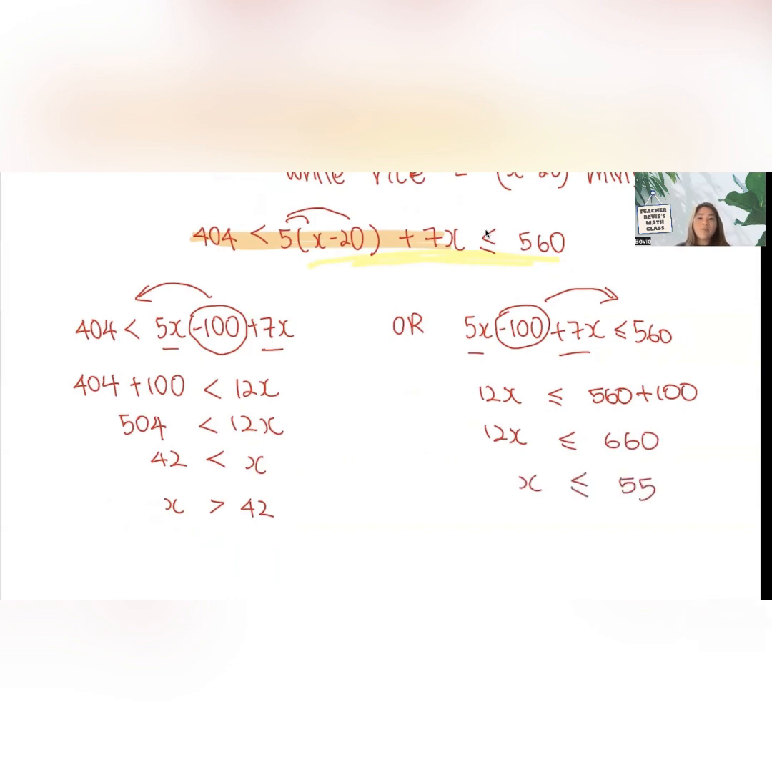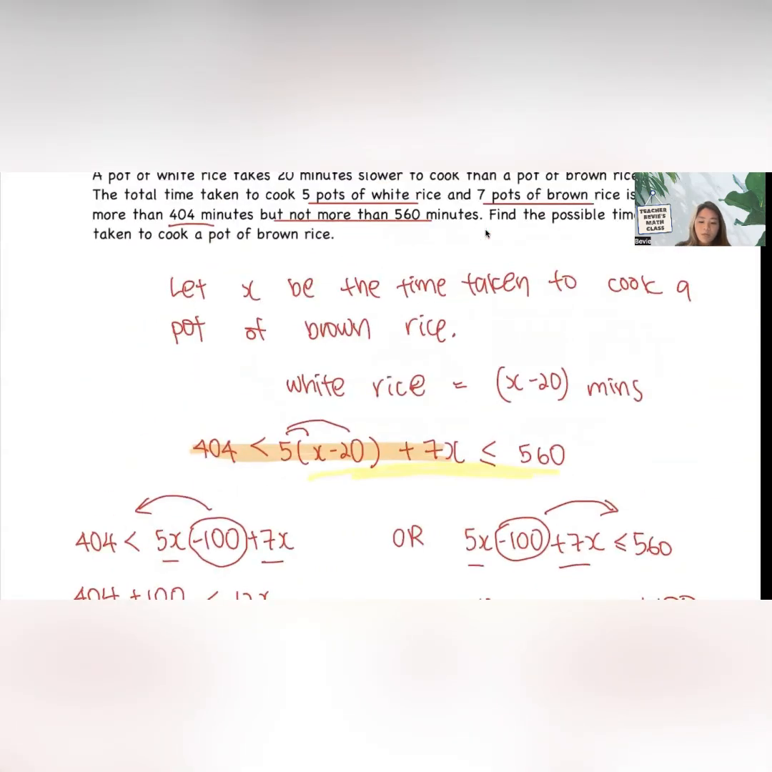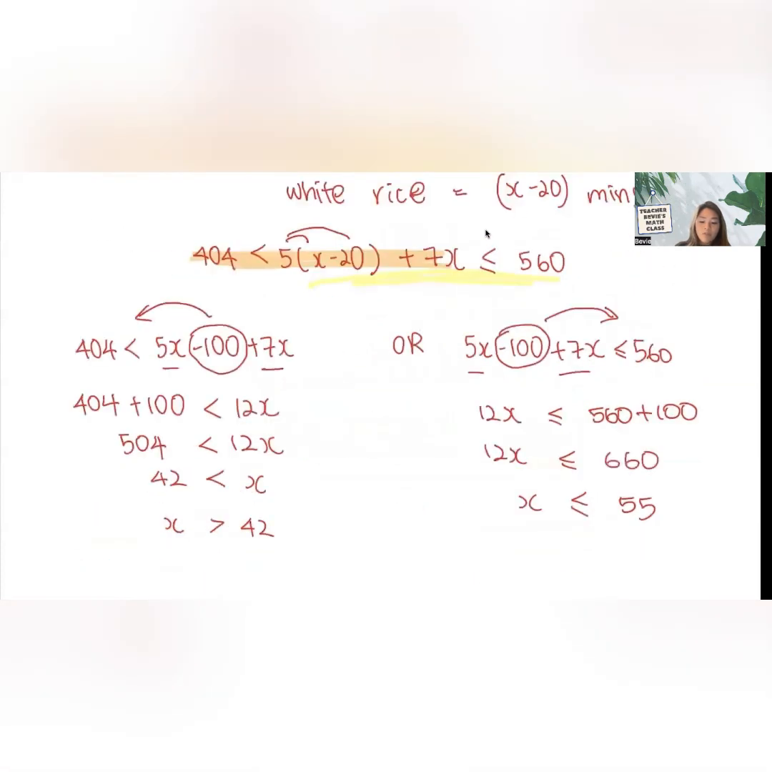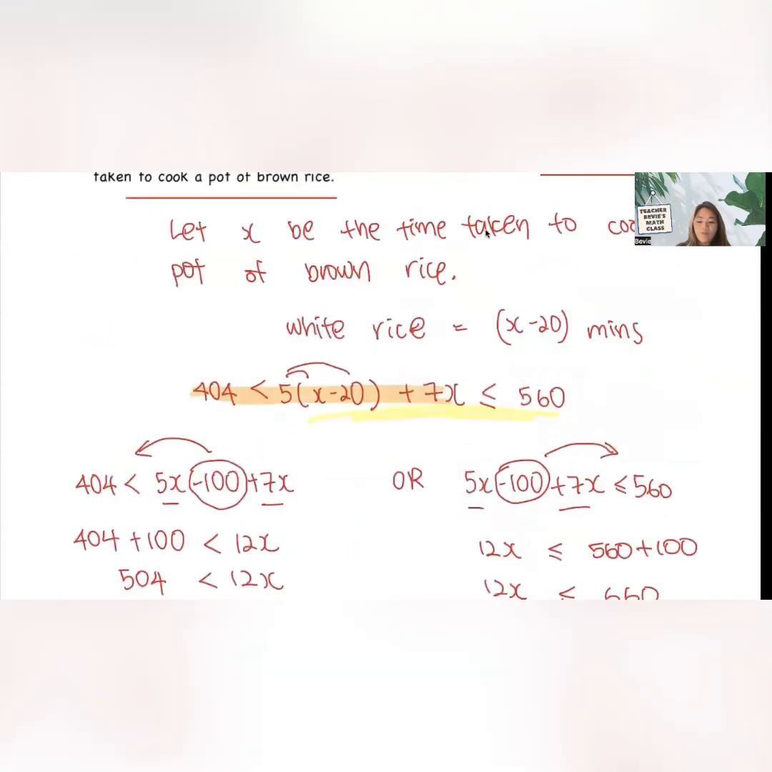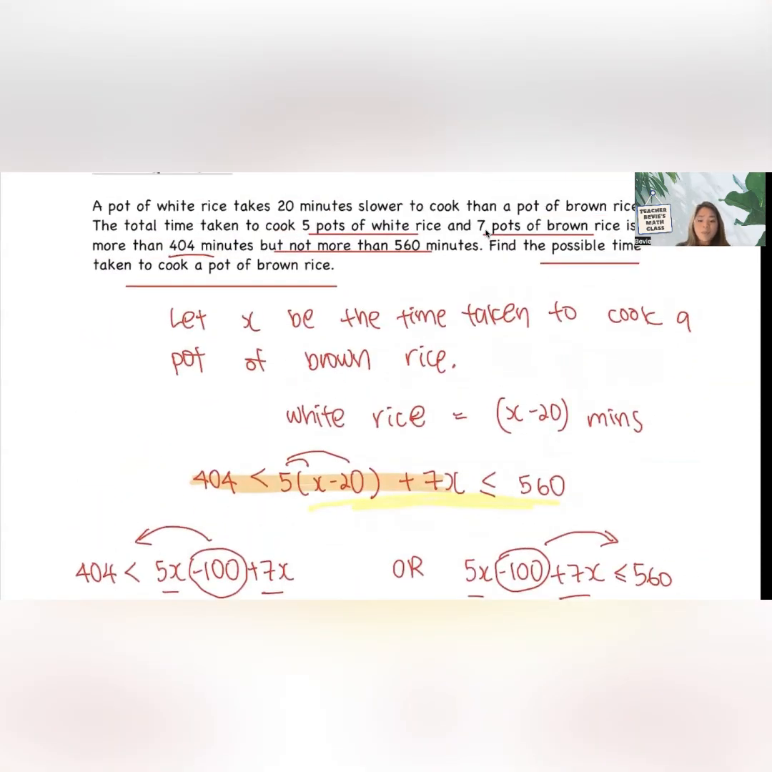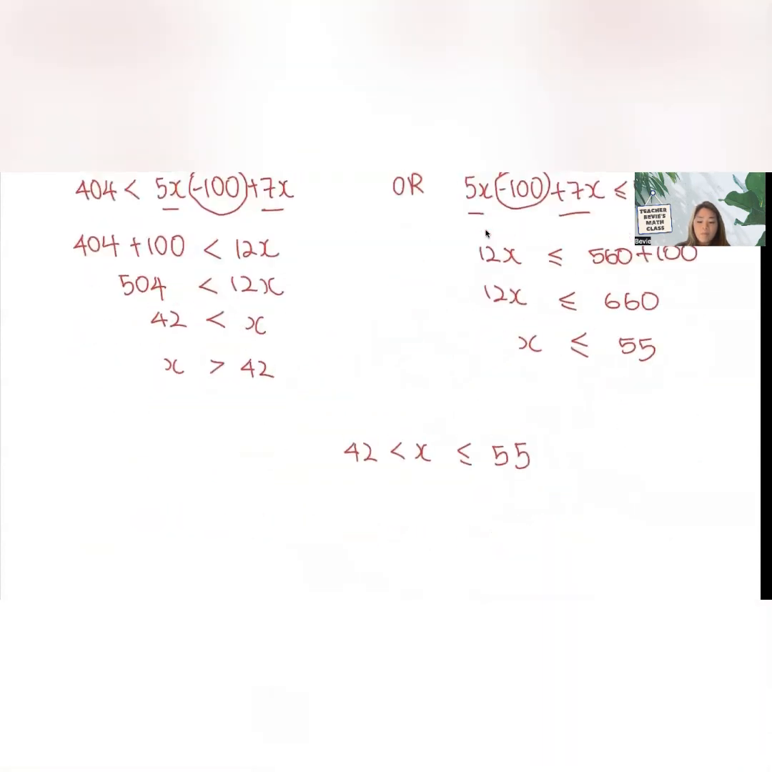Okay, now that I have solved these 2 inequalities individually, let's look back at the question. I want to find out the possible time taken to cook a pot of brown rice. So now I need to combine these 2 inequalities, meaning X is greater than 42, but smaller or equals to 55. So all in all, if I were to put it in a statement form, the possible time taken to cook a pot of brown rice will be more than 42 minutes, but less than or equals to 55 minutes.